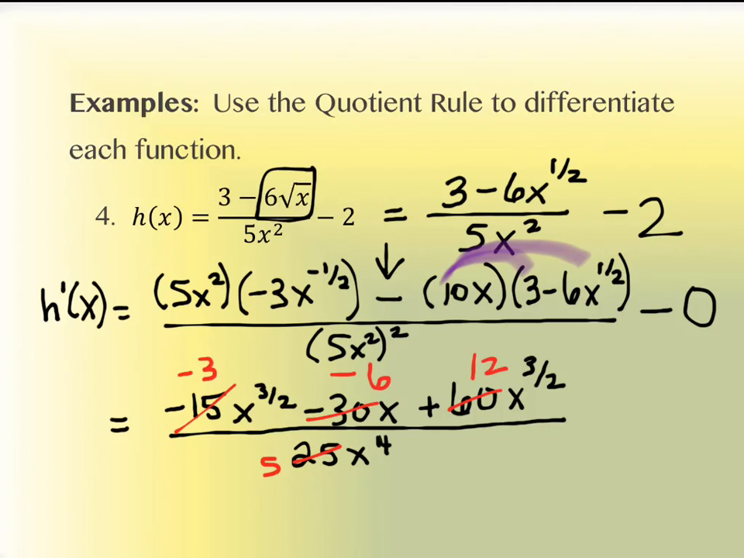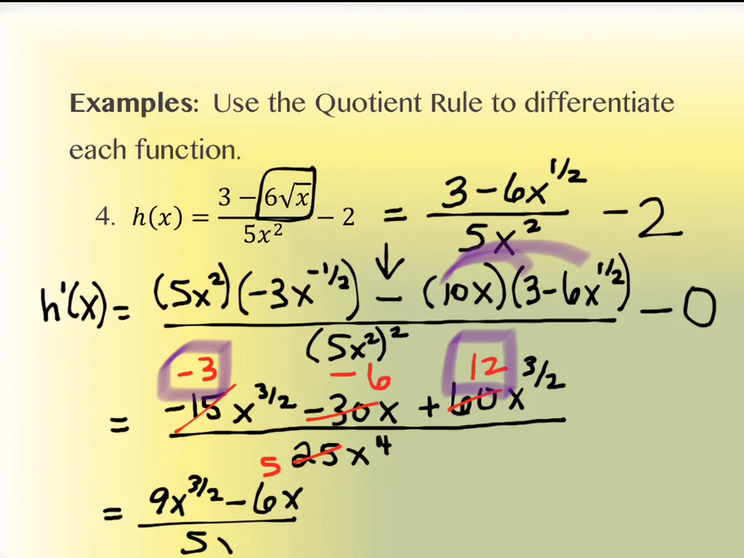And trying to think what order. You know what? Let me write this down because I'm going to get a mess going on here. And let's combine the ones that Dean just mentioned. So this is negative 3x to the 3 halves, and I've got 12x to the 3 halves. So how much is that? 9. So this is 9x to the 3 halves. And then I've got minus 6x. And I've got this over 5x to the 4th.